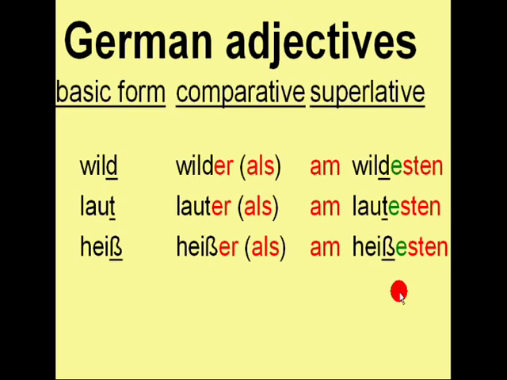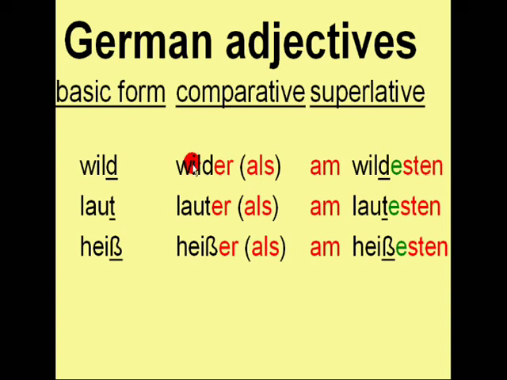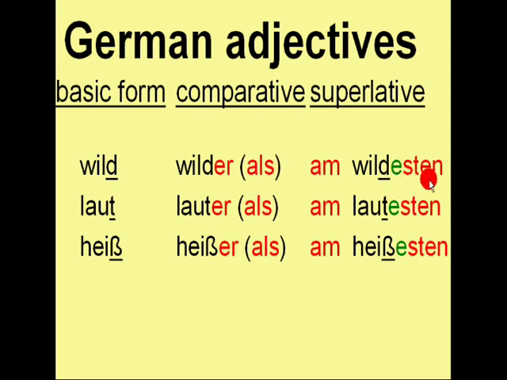And last but not least, another thing that you need to know: if the adjectives end with the letter D, T or scharfes S, we put an E between them and the ending in the superlative form. So this would read wild, wilder als, am wildesten, which means wild. Laut means loud in English, lauter als, am lautesten. Heiß means hot in English, heißer als, am heißesten.